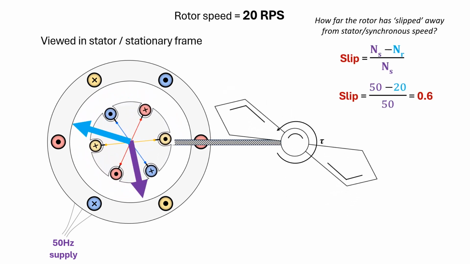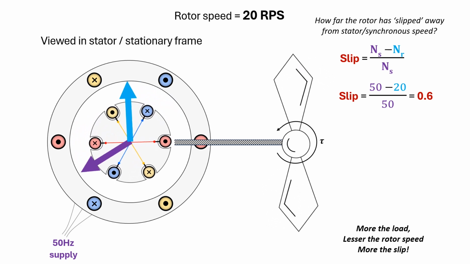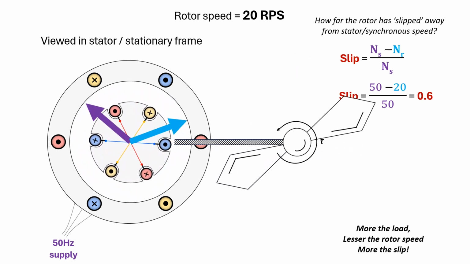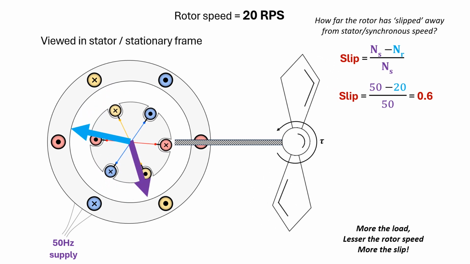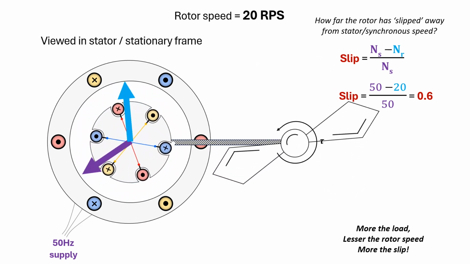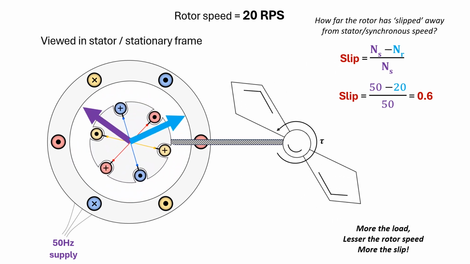At 20 RPS speed, the motor supplies higher torque, as we have seen earlier. Here the slip is also higher. This is the intuitive meaning of the slip. The more the load on the induction motor, the more the slip in rotor speed away from stator speed. The rotor has to slow down to supply more torque.